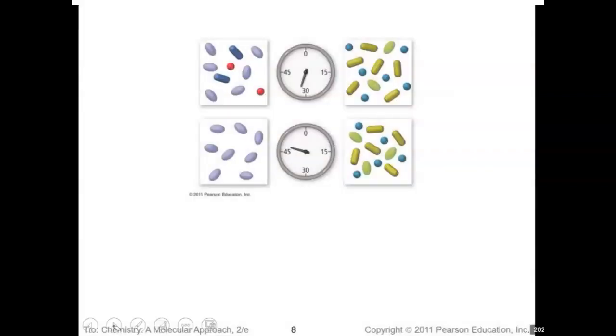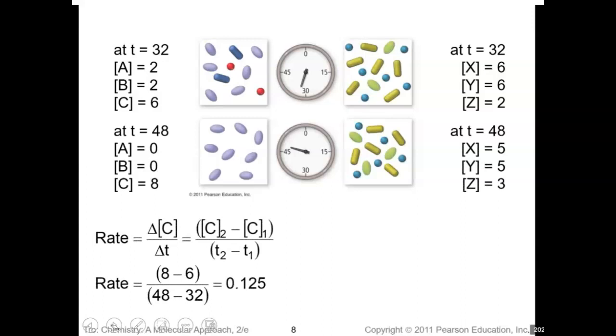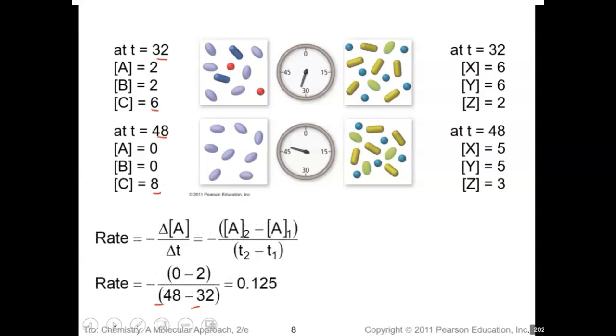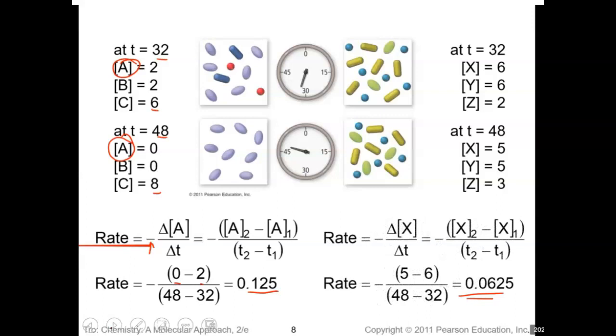And again, now we're going to go quickly here so you can see this because you kind of get the gist of it. And here it is, our rate again. Here's with regards to our product, 8 minus 6 over 48 minus 32, 0.125. Again, with regards to A, now we have a negative sign because A is a reactant, right? 0 minus 2 and then 48 minus 32, 0.125. The rate is exactly the same. Same thing when we look at our slow reaction, the rate is the same if it's with regards to a product or a reactant. And again, that's why we put this negative here.